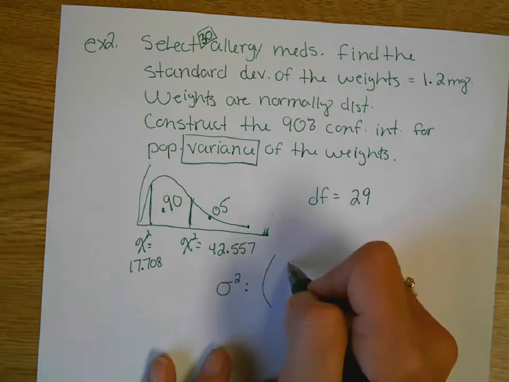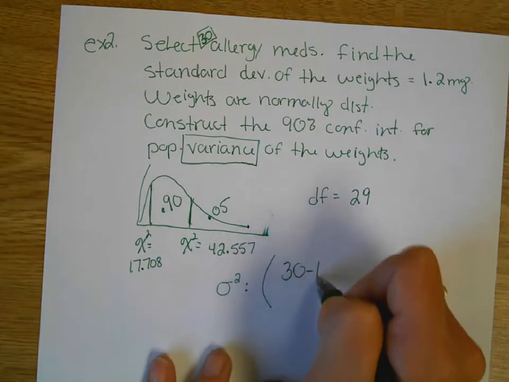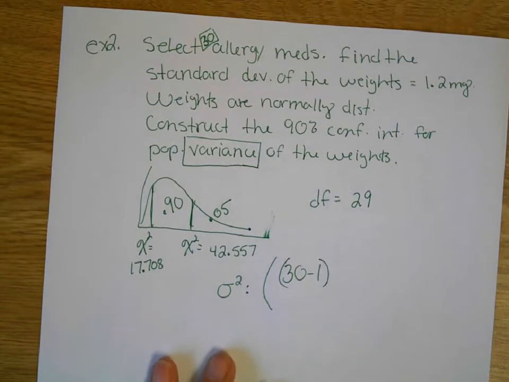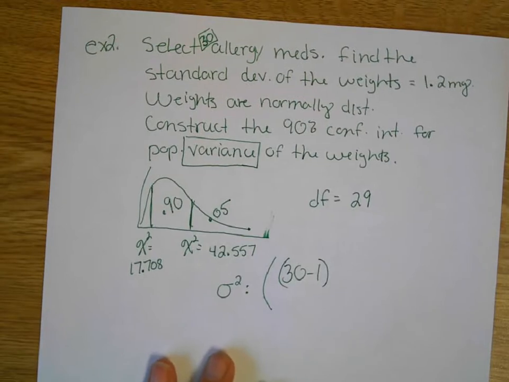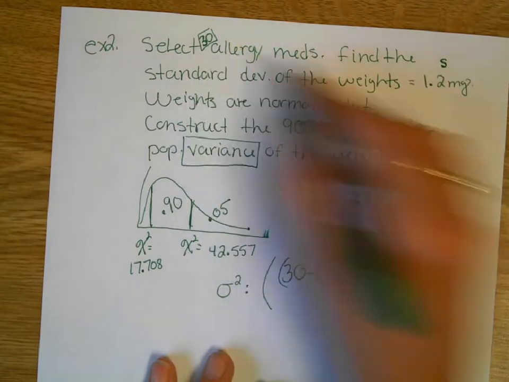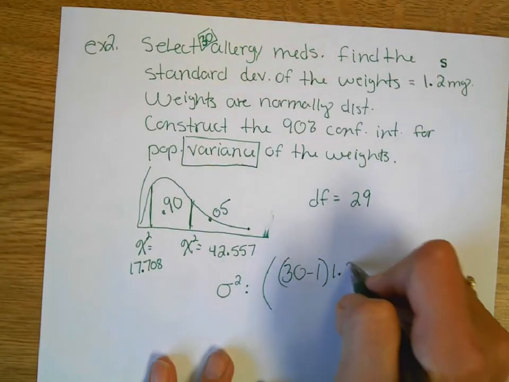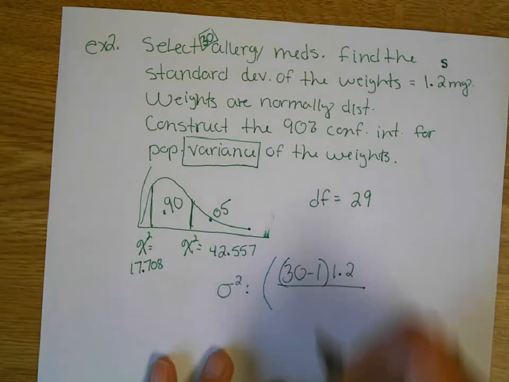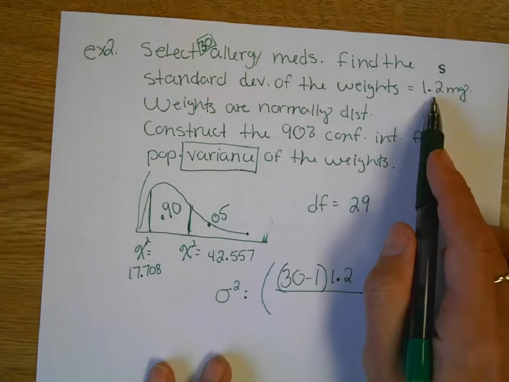So it's n minus 1 multiplied by the s value. Where's s in this problem? This is the s. It's the standard deviation of my sample of 30. We want the chi-squared right value here.